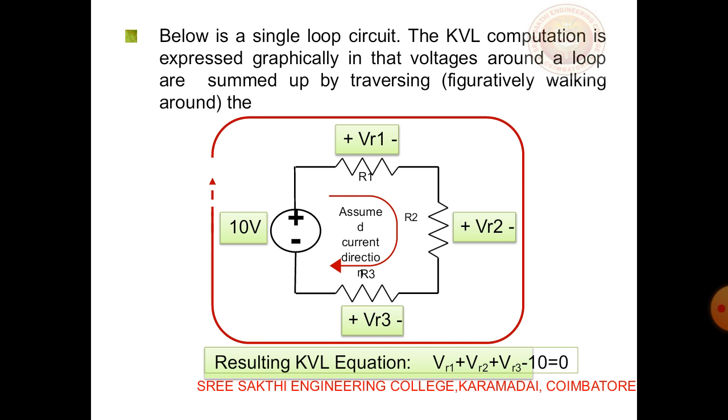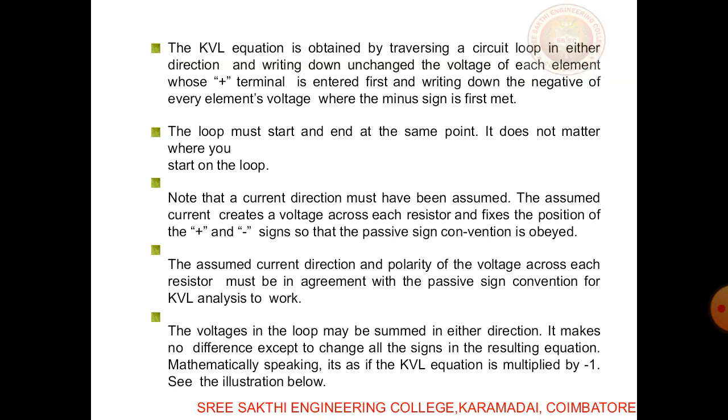That is, VR1 is the current I into R1, VR2 is the current flowing through it into R2, and VR3 is the current flowing through it into R3. Minus 10 is equal to 0, or we can write VR1 plus VR2 plus VR3 is equal to 10. Here I have given the detailed definition and how we take the current and voltage terms in brief. You can study it and see.